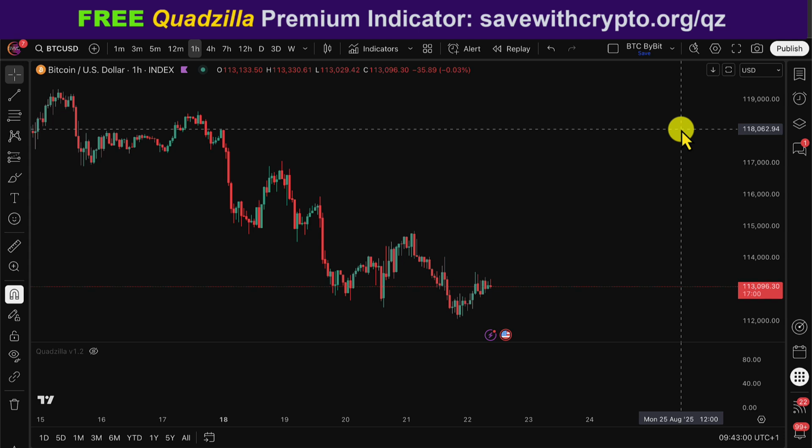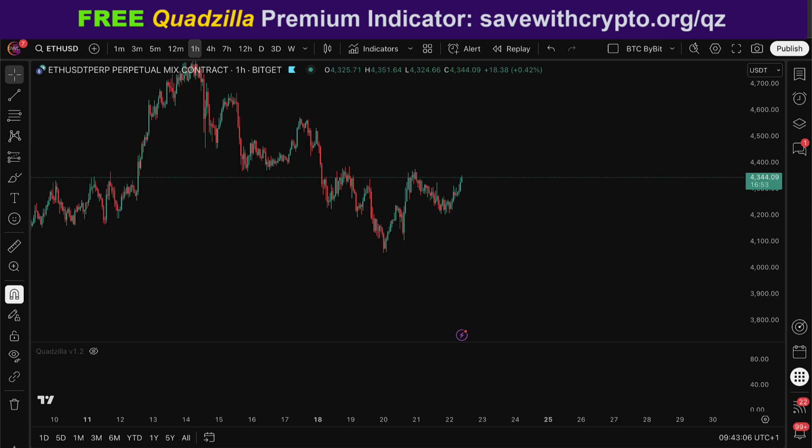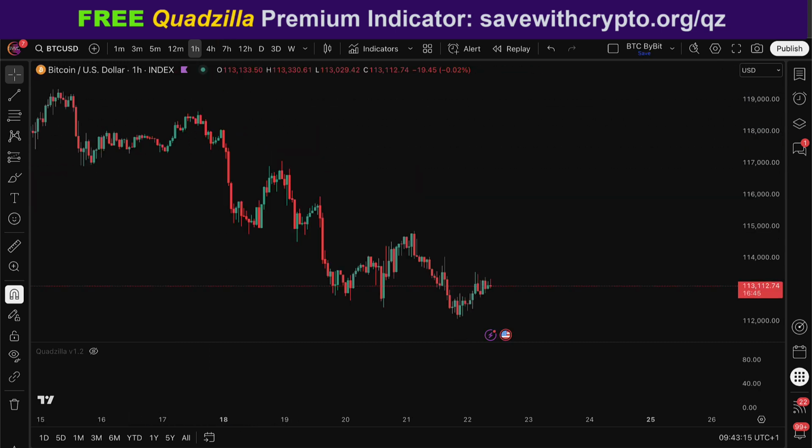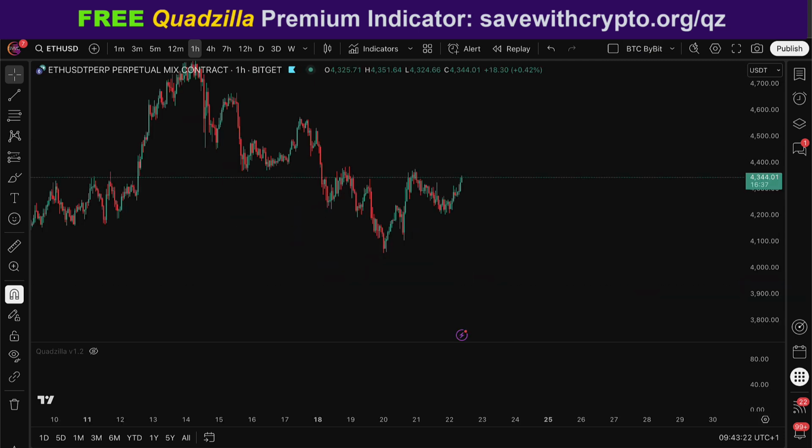Okay, so I'm looking here at the Bitcoin chart. This is Bitcoin versus the US dollar. And I'm also looking at the chart of Ethereum versus the US dollar. Now, this one here is the 1 hour time frame, and this one here is the 1 hour time frame. Can you see much difference? At first, it doesn't seem like there is much.